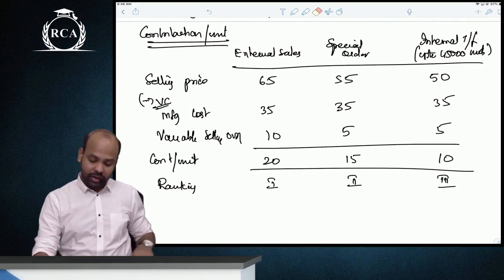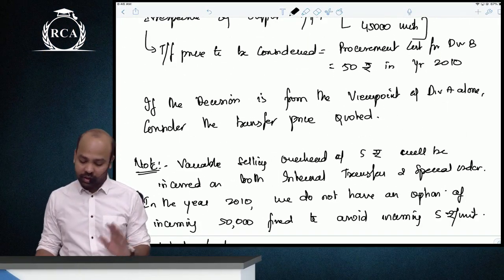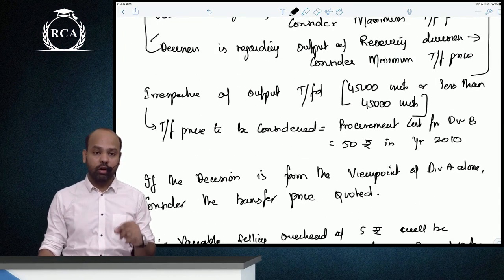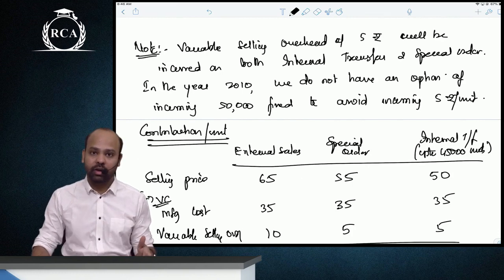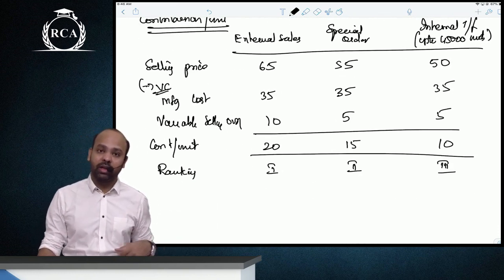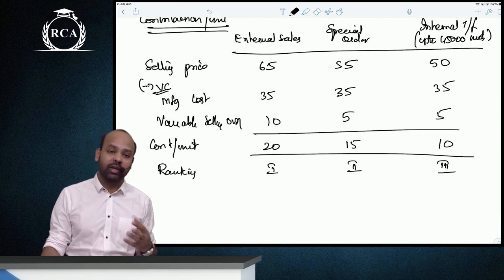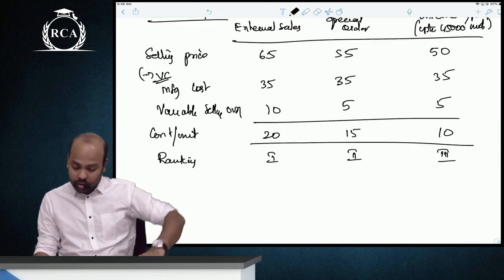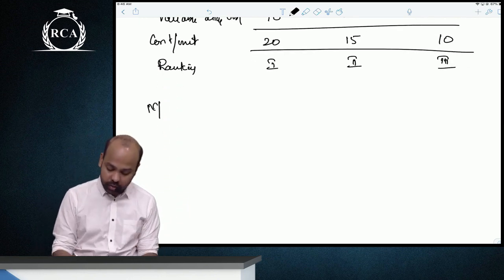Now guys, like the previous question, here we do not have a problem of deciding whether we'll have to incur variable selling overhead or not for the year 2010. That problem is sorted, because we do not have an option. But there's still one more decision to make, whether you will want to increase the production capacity or not.